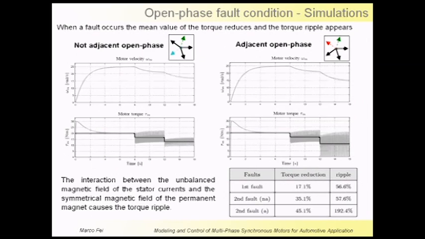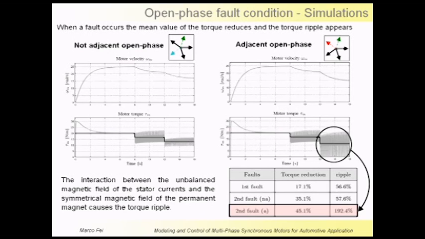And in this slide, you can see the dynamic behavior of the multi-phase synchronous motor in faulty condition when the control is not modified with respect to the healthy condition. Note that when the faults occur, the mean value of the torque decreases and the torque ripple appears. This torque ripple is due to the magnetic interaction between the unbalanced magnetic field of the stator current and the symmetrical magnetic field generated by the permanent magnet. The worst case is when two adjacent open phase failures occur. Note that in this case we have a very high ripple.